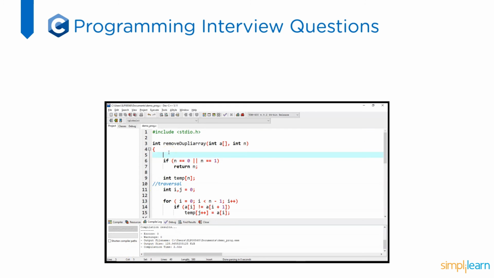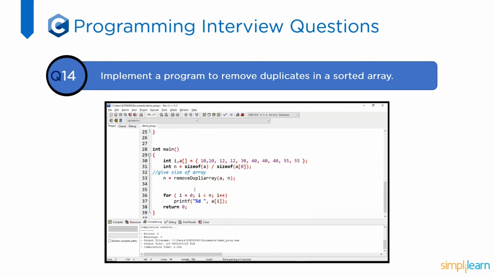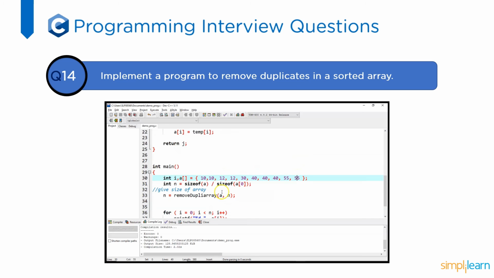The next question is to implement a program to remove duplicates in a sorted array. Here we have a sorted array, that is 10, 12, 30, 40 and 50. As you can see, we also have duplicate elements: we have 10 two times, then 12 and 40 repeated, and also 55 duplicated. This is a sorted array, and basically we are going to delete the duplicate elements.